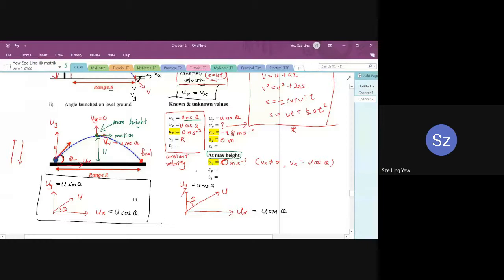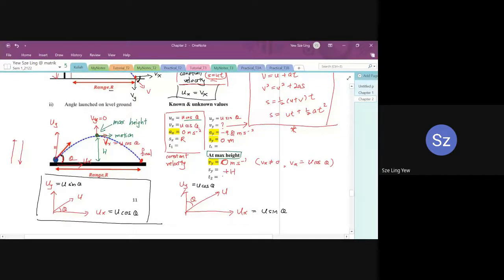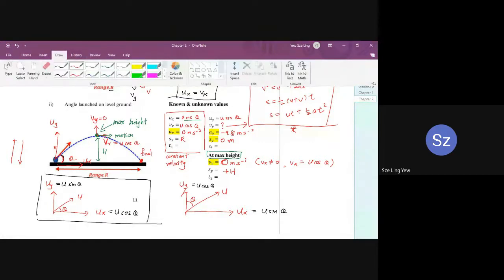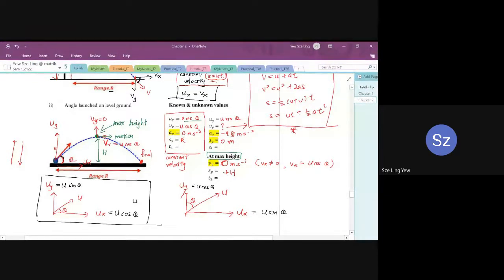For maximum height, how about sy? Because the h is located above the ground, therefore it's positive h. So how about t2? Now this projectile motion is something quite special, because the diagram is symmetrical. What does symmetry mean? It means the left hand side is equal to the right hand side if you flip it. They have the same shape, the same times, everything is the same for the x component and the y component. So when it comes to the maximum height, what can I say about the range? The range is half of the R.